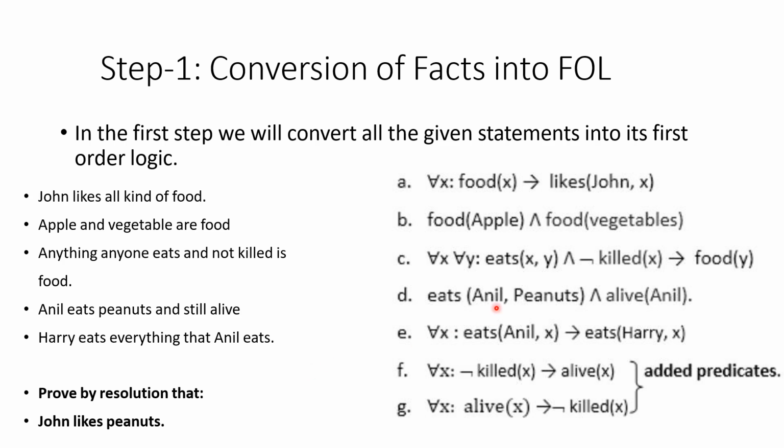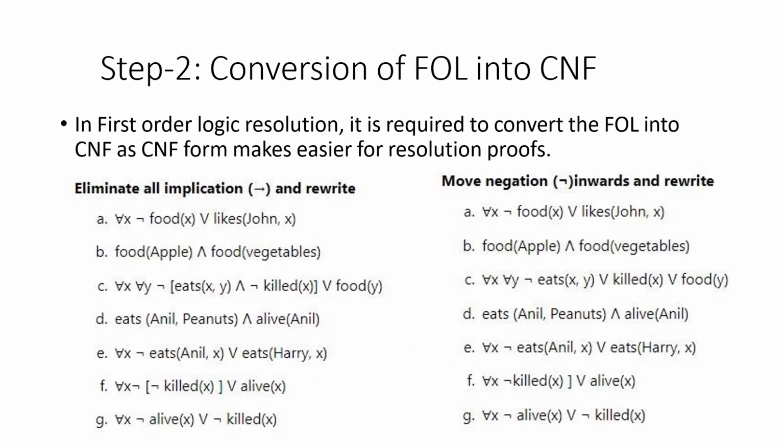Next step, we have to convert this into clausal form. When converting to clausal form, the first step is to eliminate all the implications. We know that if we have P implies Q, it will be converted into not P or Q. So for the first one, for all x, food x implies likes John comma x, it will become the not P or Q form. Then there is no change in the B.